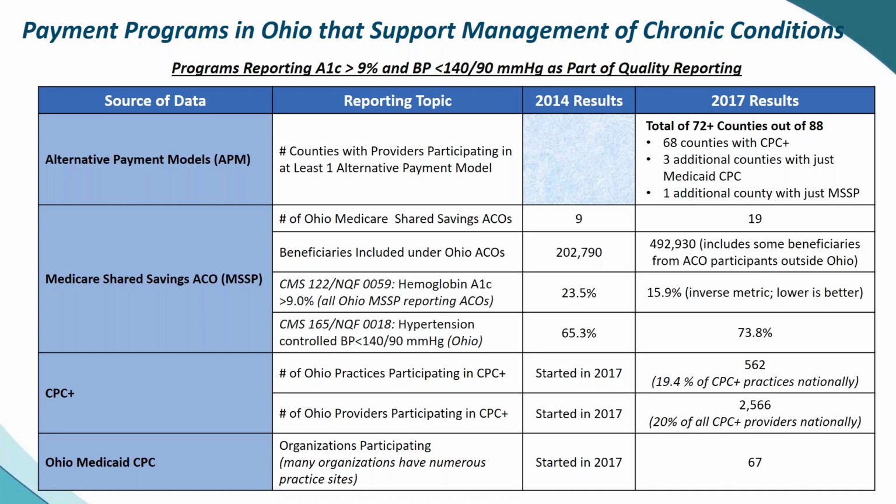And the number one thing that we came up with was the alternative payment model movement within Ohio. And that included 3 major alternative payment models. 2 of them started during the grant period, and 1 really increased in the grant period. And those were Medicare Shared Savings Program, better known as MSSP, the CPC+ program, and the Ohio Medicaid CPC program.